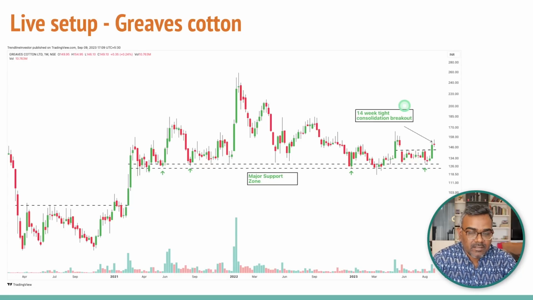Now there's a real live setup which is currently going on, which is Greaves Cotton. Greaves Cotton also had a major breakout here, and we reversed once, twice, thrice, four times, five times, six, seven, eight, nine, 10 times. Now this is what I said. Just because a stock tests the same zone many times doesn't mean it will break down, right? We are still very early. After this COVID crash, we are just starting the trend. So this is a very early trend.